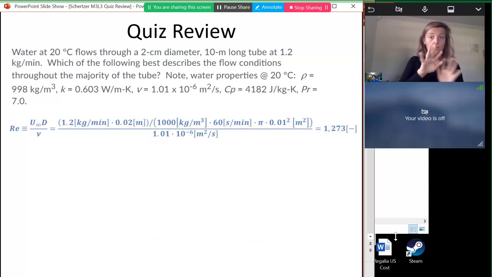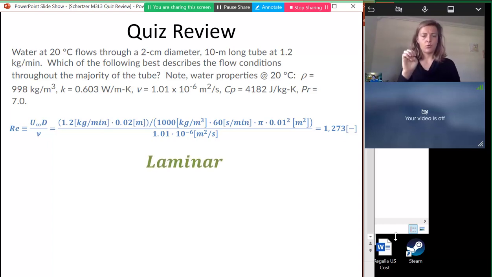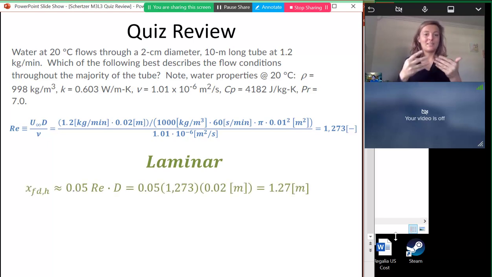So the first thing that we want to do is find our Reynolds number. We're given enough information to calculate it. We see that the Reynolds number is less than 2,300, so we know that this is laminar flow. For laminar flow, we have different developing lengths, or entrance lengths, for the hydrodynamic and the thermal boundary layers. Here I can calculate my hydrodynamic entry length as 1.27 meters. The pipe is 10 meters long, so most of the pipe is fully developed hydrodynamically.